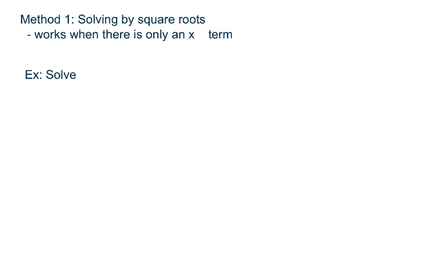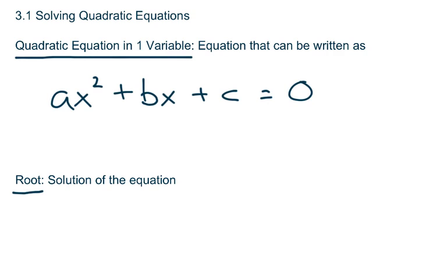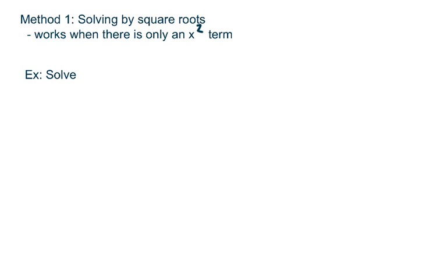Method 1, solving by square roots. Square roots only works when there's only an x squared term. So if we go back to the first page, if there's a bx and an ax squared, then square roots isn't going to work. We'll have to use one of the other two methods. But if there's no bx term, then we can use method 1, which is solving by square roots. Let's just jump right in.